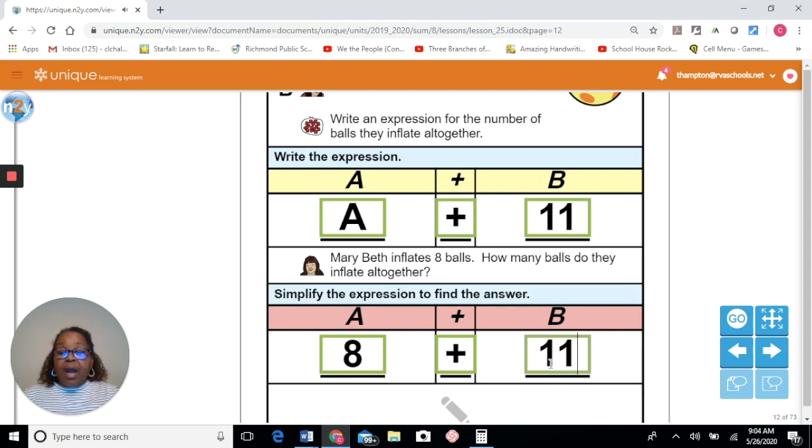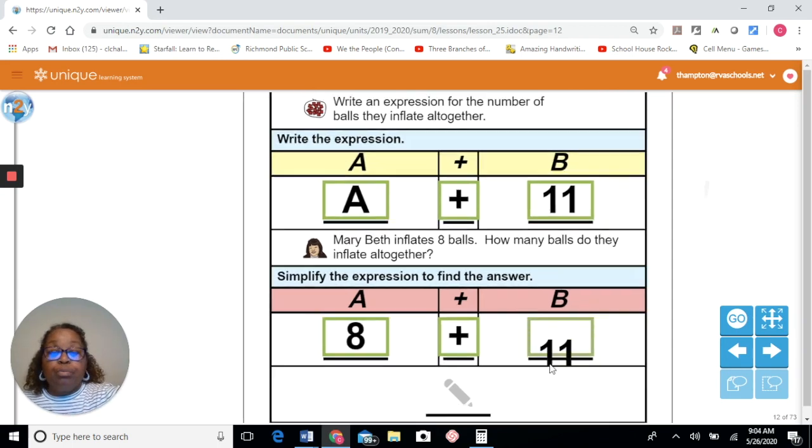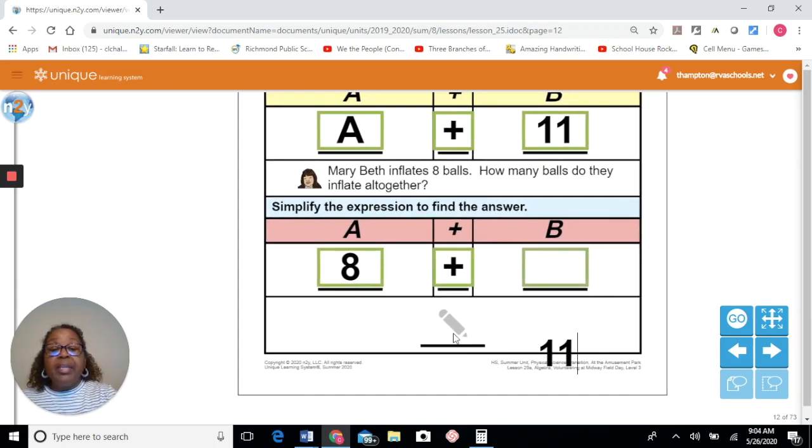We have written our expression, 8 plus 11. That is the expression. We found out what the variables were. We filled it in. And now we are able to get our answer.